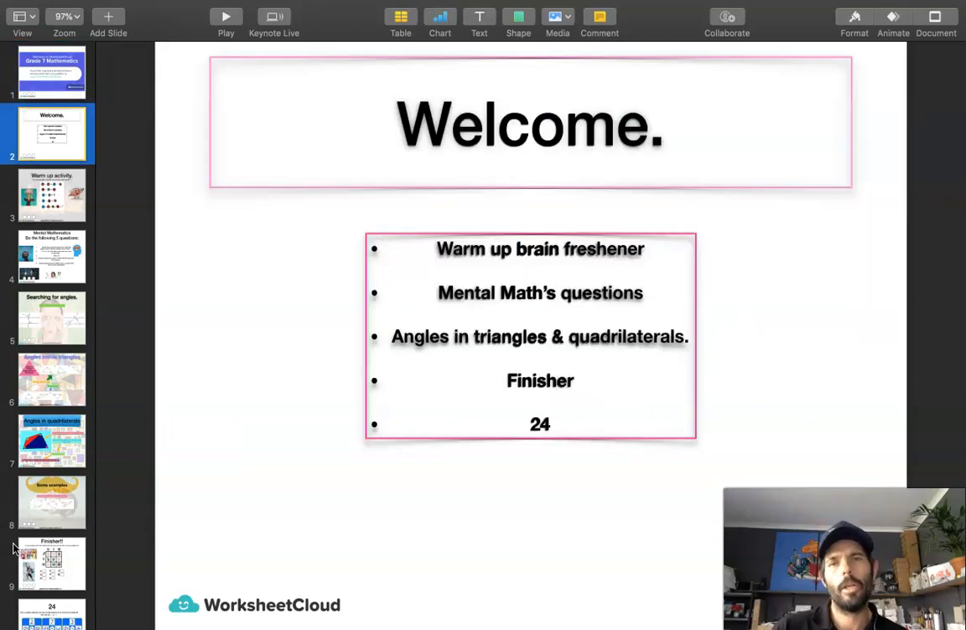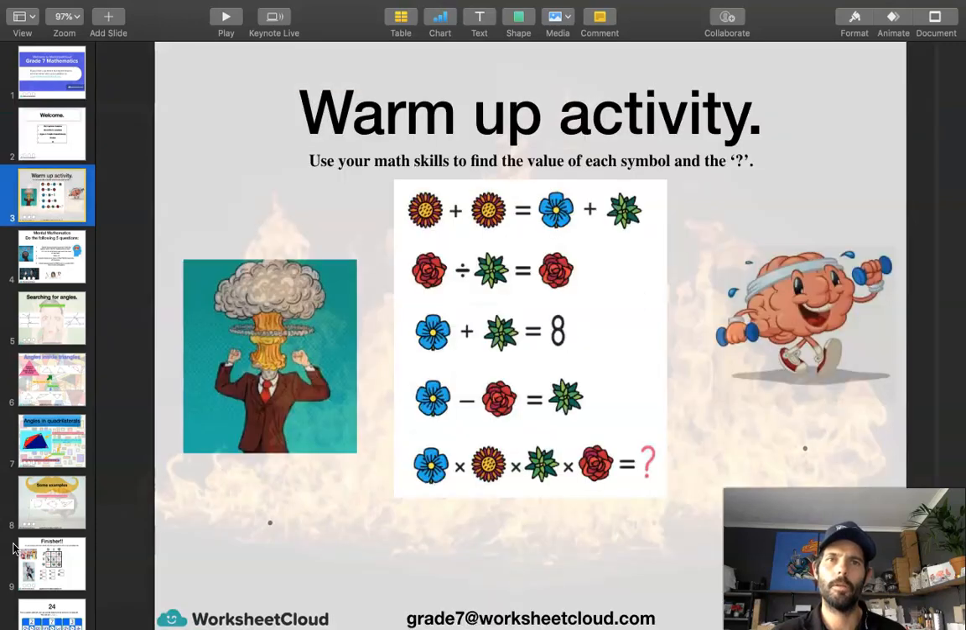Today we are looking at angles in triangles and quadrilaterals, and then we have our activities on either side of that main theme. So we're sticking with the angle, geometry, shape and space theme, but let's get into our warm-up before we do anything else.